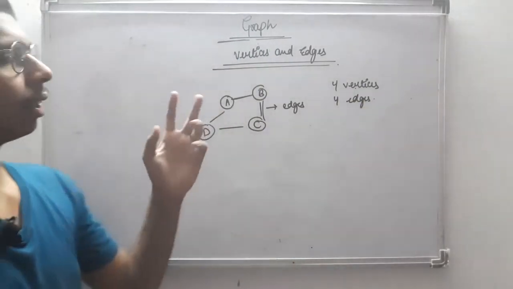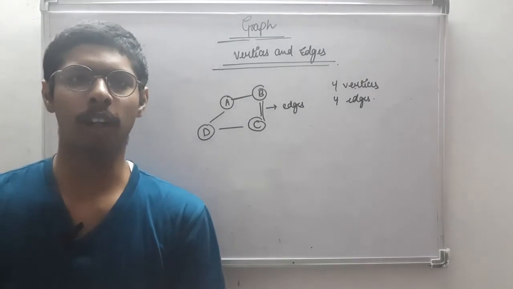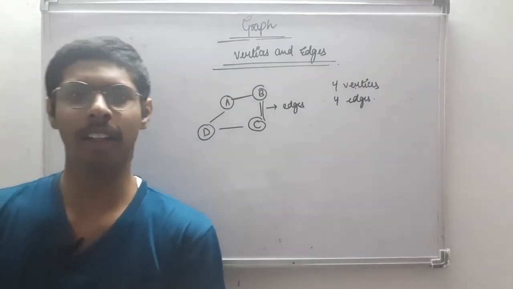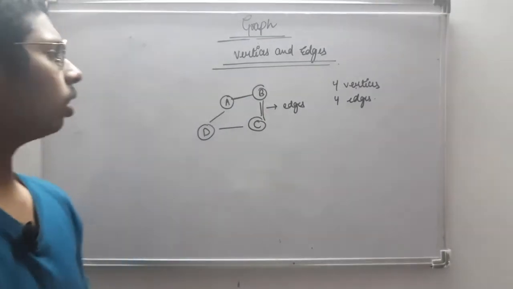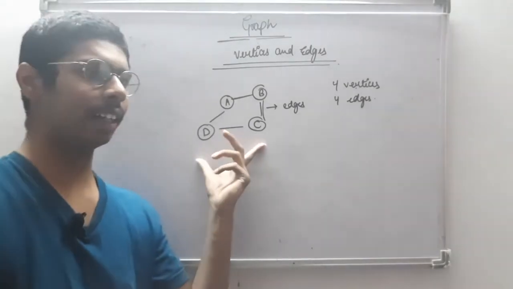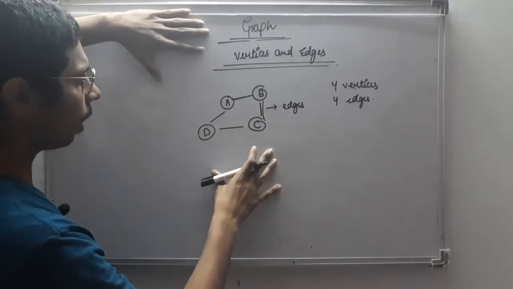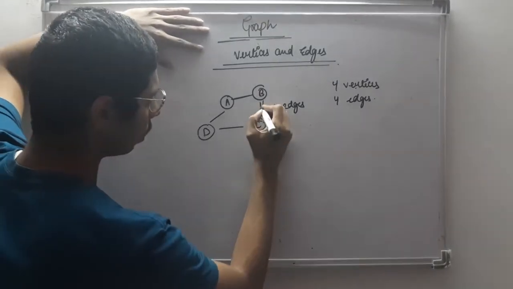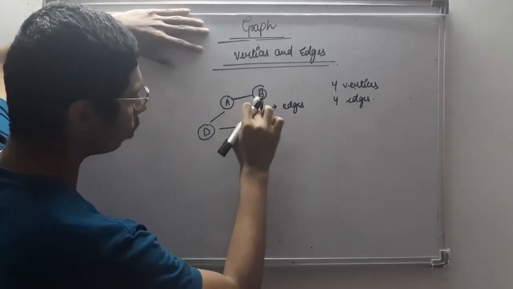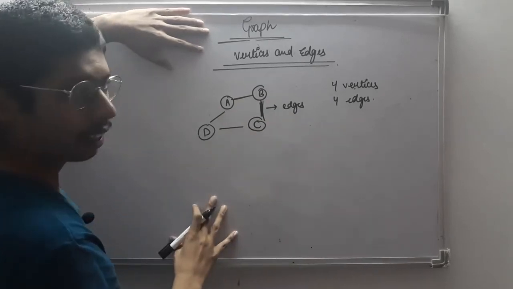So basically there are two types of graph. The first one is directed graph and undirected graph. So this is an example of an undirected graph because no direction is defined in it. So how can we understand it? Suppose this is a graph, and there is no direction given, then it is an undirected graph.